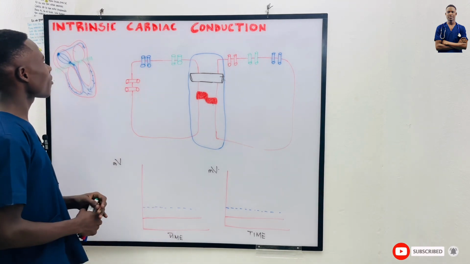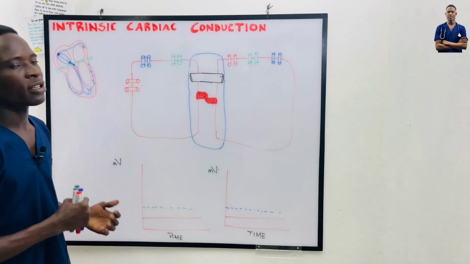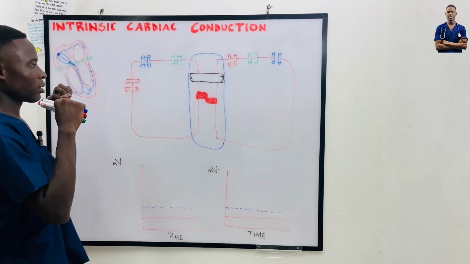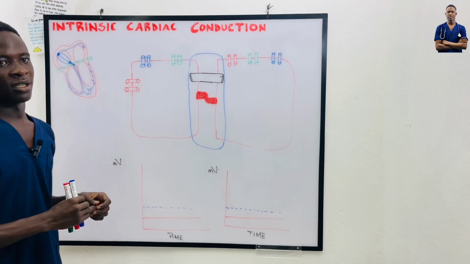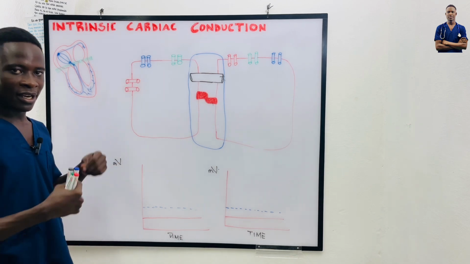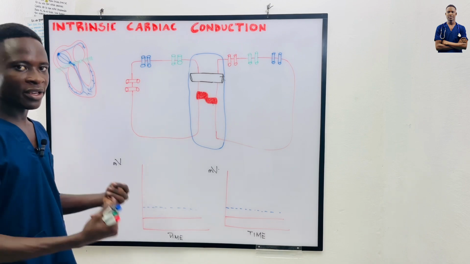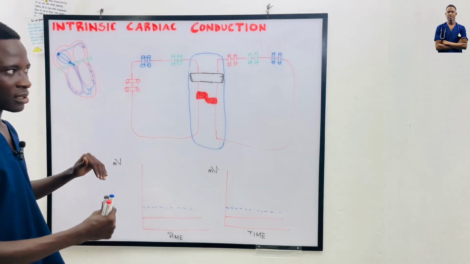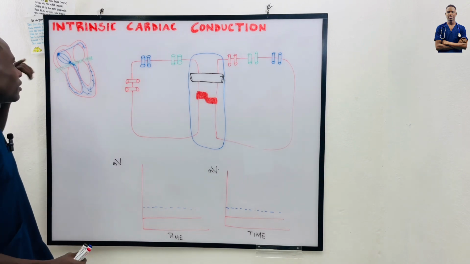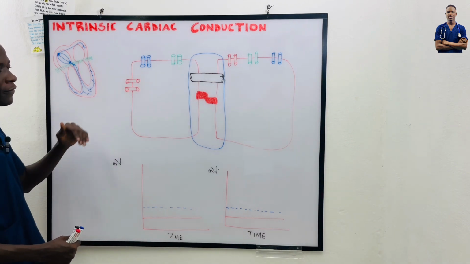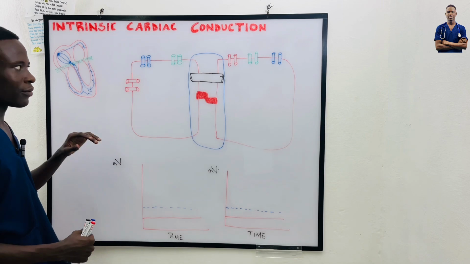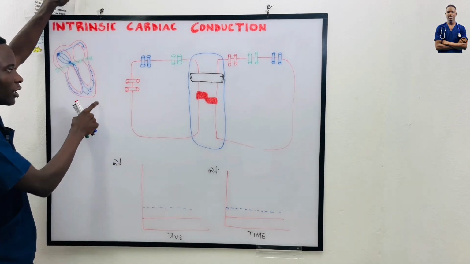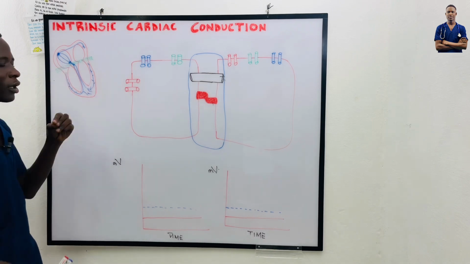Today we are going to talk about intrinsic cardiac conduction. In our previous video, I made mention of how the heart conducts its electrical impulse, and the cells involved, that is the nodal cells, each and every one: the SA node, the AV node, the Purkinje fibers, and the rest. You can see it over here. Now we are going into detail for each of them.